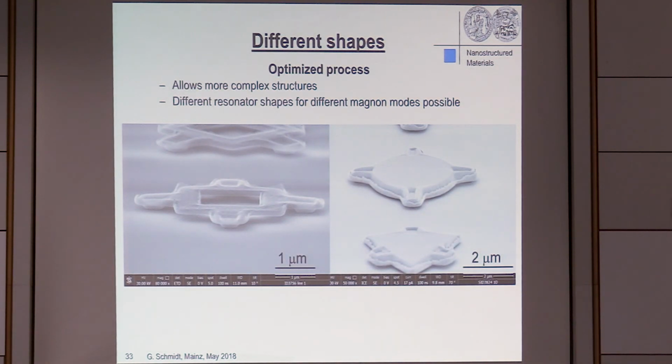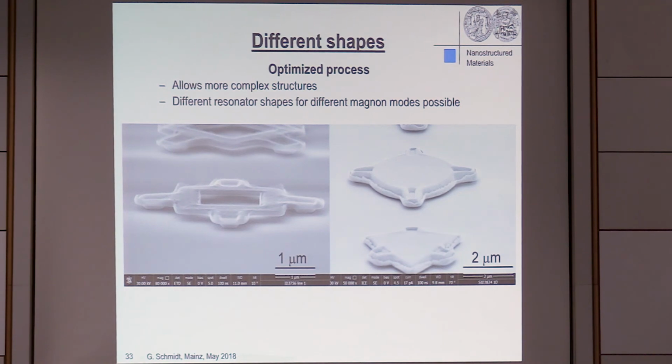And finally, I want to show you that we have also optimized the process a little bit. First, we went for very simple bridges, and now we can do more complex structures. We knew already that it works for metals, but you can also do it with YIG. And probably I should better use my finger to point, because this thing is not working.